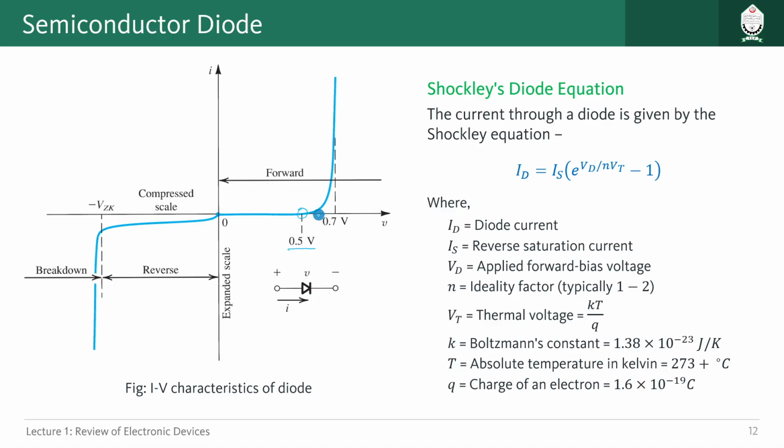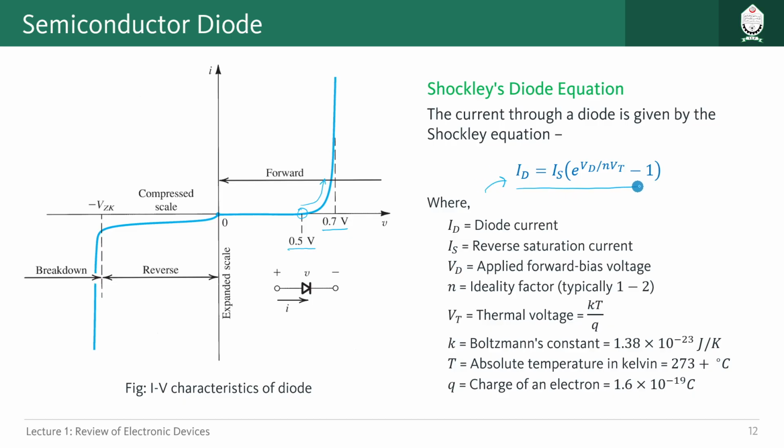So you see the current is exponentially rising here, and when we have 0.7 volt across our diode, a very high amount of current flows through it. So this is for forward characteristics, right? And this particular behavior is represented by Shockley's equation.